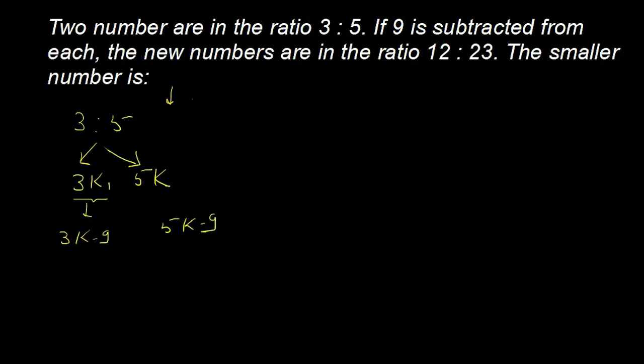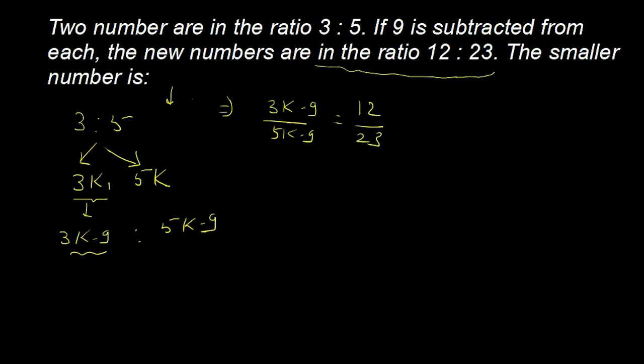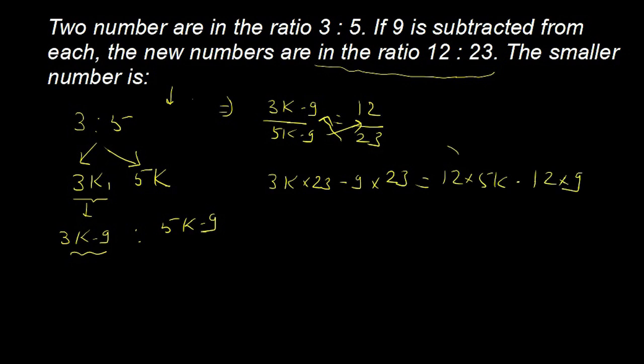Now when they are subtracted and we take the ratio of these numbers, it should become what? 12 is to 23. So let's write it down. 3k minus 9 divided by 5k minus 9 equals 12 ratio 23. So let's get this value k. You need to cross multiply. So 3k into 23 minus 9 into 23 is equal to 12 into 5k minus 12 into 9.